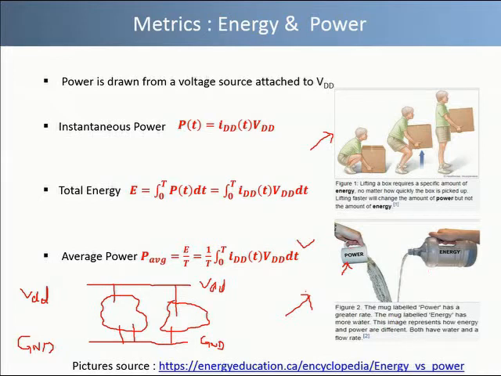While on the other hand, this jug contains more water, that is, it possesses more energy, but it is releasing the water at a small rate. So it has low instantaneous power as compared to this mug, but it possesses high energy as compared to this mug. The average power is the amount of energy consumed in a given time period, and it is equal to E by capital T. It can be obtained using this relation.